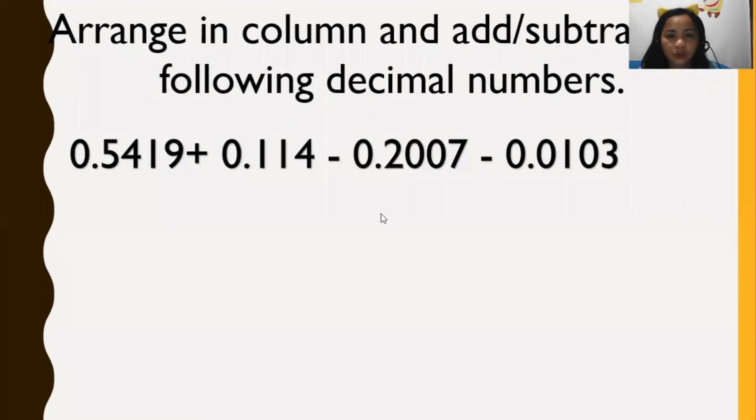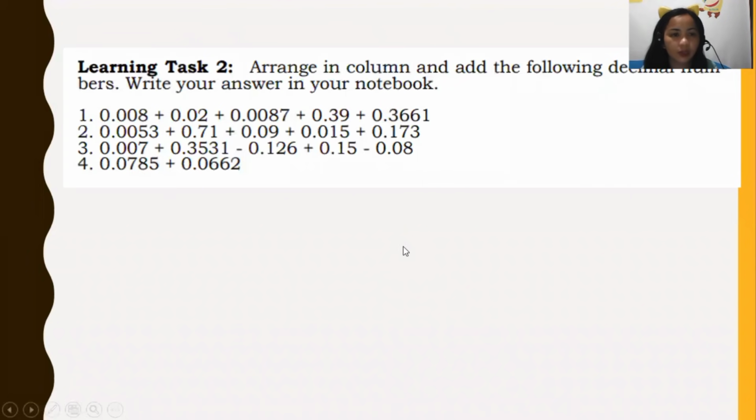Now, let's go to the next one. Here is learning task number 2. Kung ano yung ginawa natin kanina, yun ang gagawin nyo sa module sa learning task number 2.